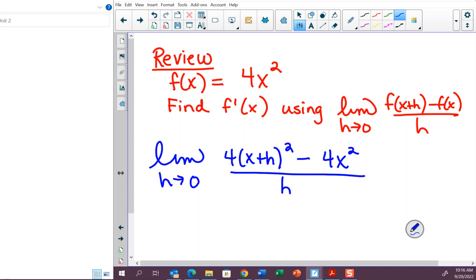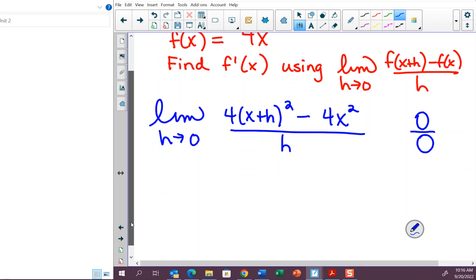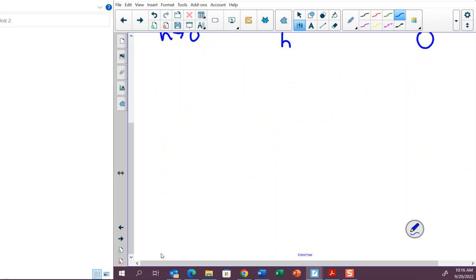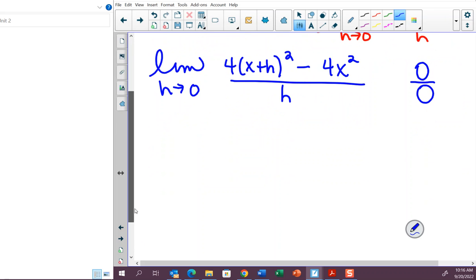If you tried to evaluate this limit right now, you get 0 over 0. All limit definitions of the derivative are 0 over 0. All limit definitions of the derivative require algebraic manipulation.